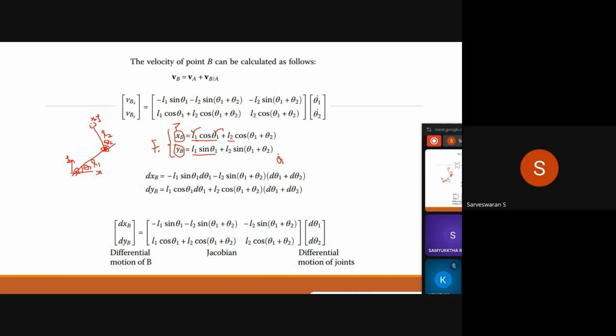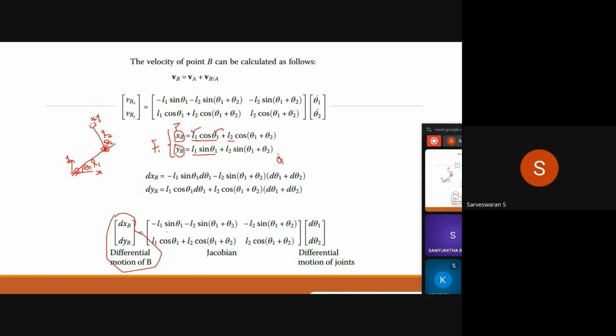Similarly, when you differentiate the y term, L1 sin theta 1, it's L1 cos theta 1 d theta 1 plus L2 cos(theta 1 plus theta 2) into (theta 1 dot plus theta 2 dot). So this is the term we get upon that differentiation. So we separate this term, d theta 1 and d theta 2 separately. And this is the final point we get using the relation.